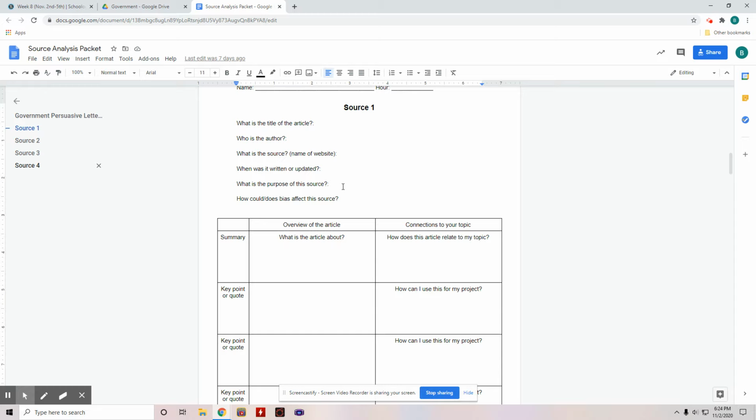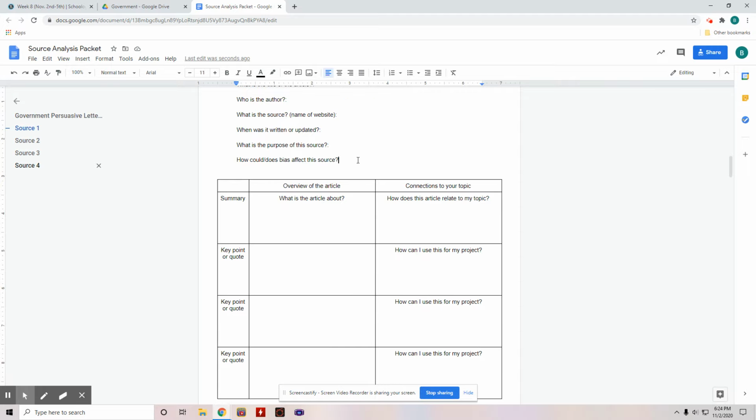What is the purpose of the source? For most of us, we would probably say to inform people. That's it. Don't be too crazy. And how could bias affect this source? This basically is asking you, how do you know this source is fair? Is there something about it that makes it fair? Is it because it's from an official site, like a government site or historical site? Or is it because it presents both sides of an argument, maybe? Don't worry about going too crazy. Just think to yourself, how do I know this source is fair?